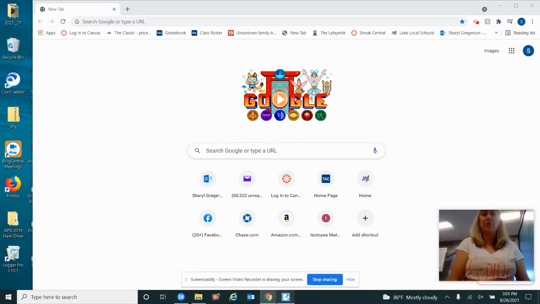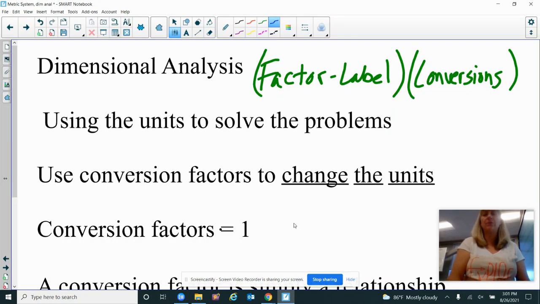Doing some conversion factors. It's also called dimensional analysis or factor label, but this is a way to convert between metric and English for sure. You can also do it to go from metric to metric if you don't like moving the decimal, but I'm going to show you how to do it from metric to English today.